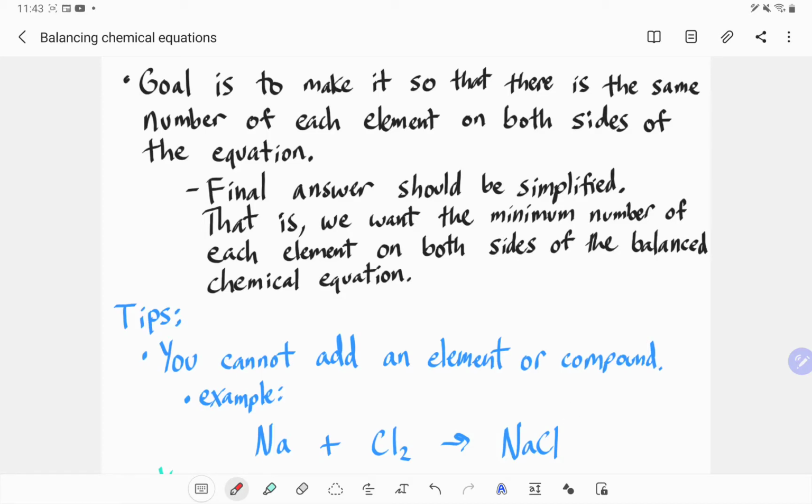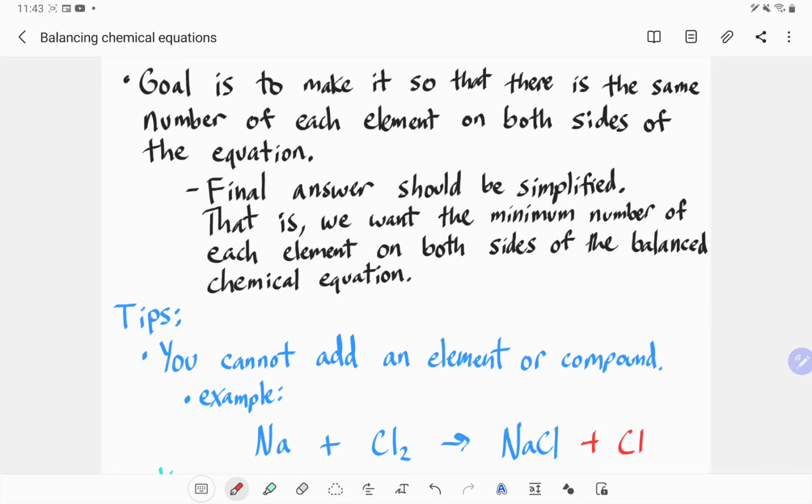Some students last year said, okay, to balance this, I can just take a chlorine and add it right here, and now I have a balanced chemical equation. And you're correct that you do have a balanced chemical equation now. However, this is not the correct way to balance the chemical equation. We can't just create chlorine out of thin air and add it to the products. In this chemical reaction, we mixed sodium and chlorine gas, and we get sodium chloride. We didn't get an additional chlorine by itself here.